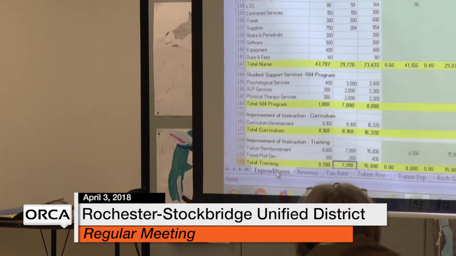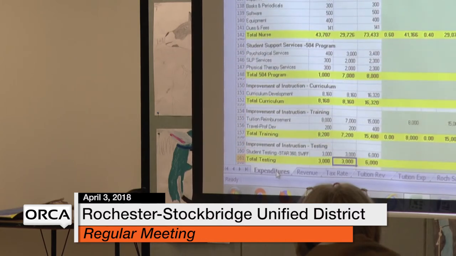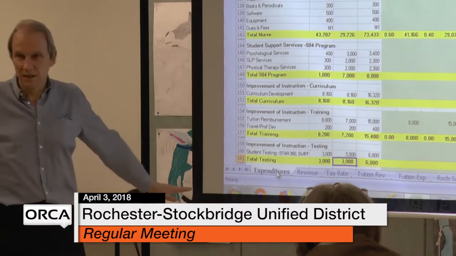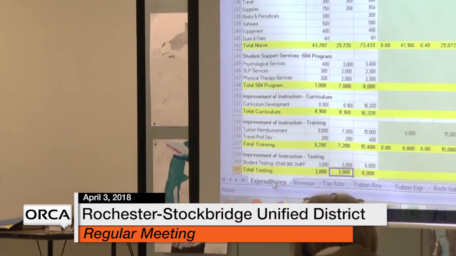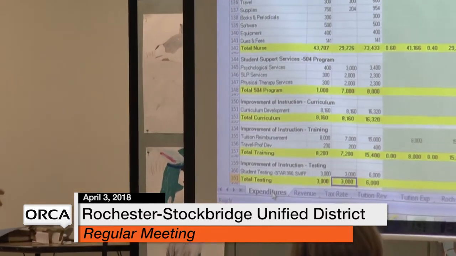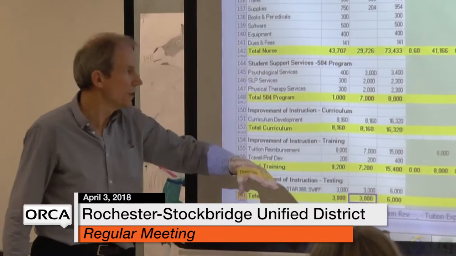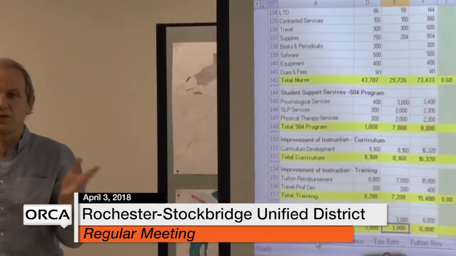There are other services. So one of the programs that we have, which is not special education. Special education is something quite different. But we do have a program called the 504 program. It's defined under a section of the federal law. That's why it's called the 504 program. And within that, there are a variety of services for students that we make available.